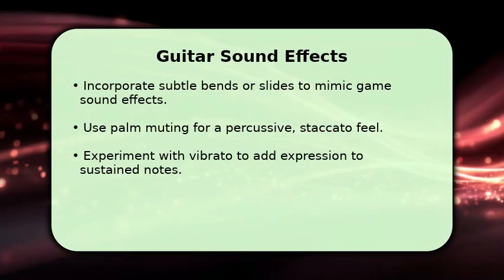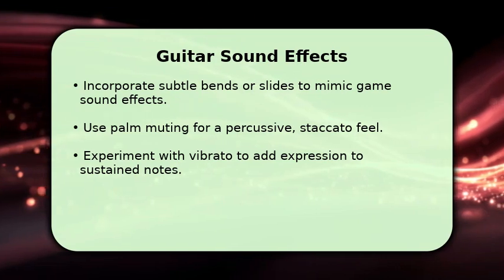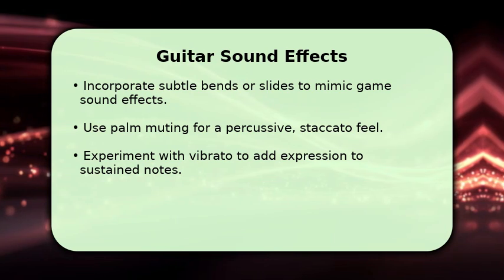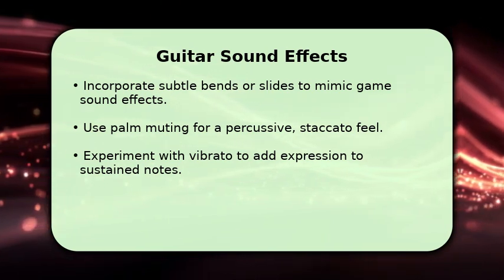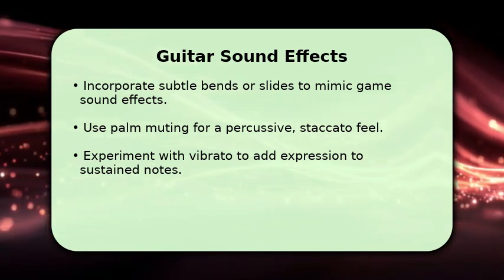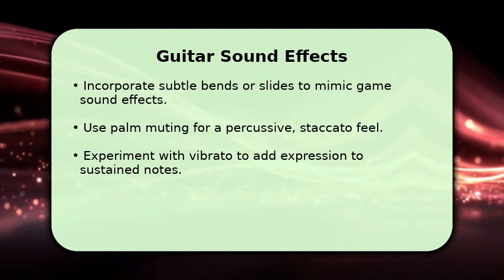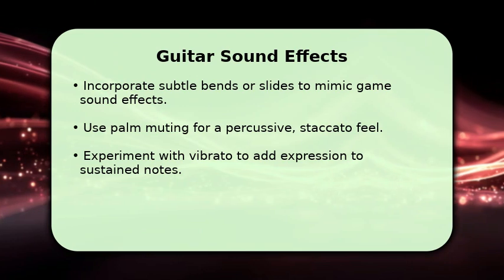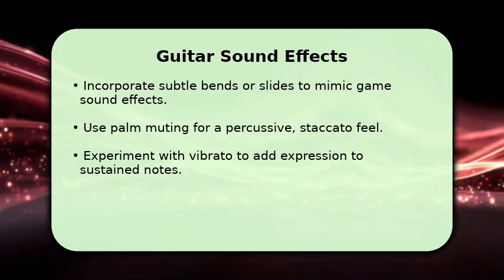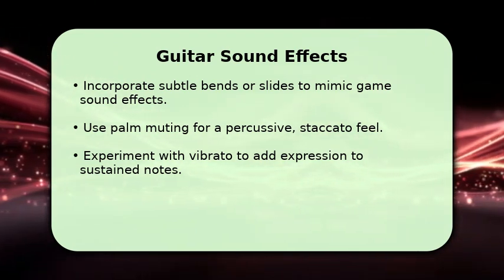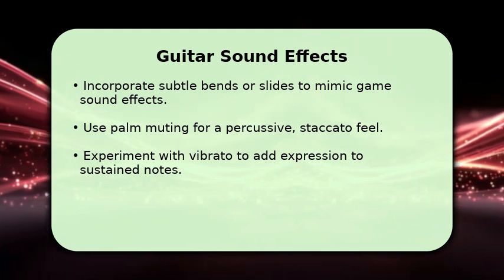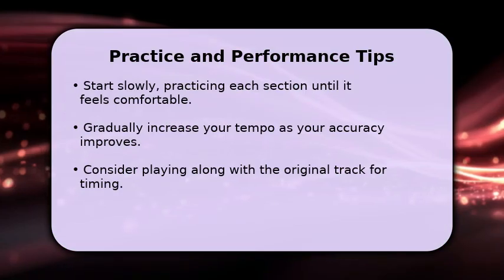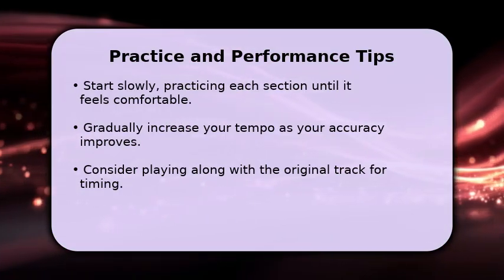To truly capture the Among Us vibe, let's explore some guitar techniques for sound effects. You can incorporate subtle bends or slides on certain notes to mimic the game's quirky sound effects, like the emergency meeting chime. Using palm muting will give you a percussive, staccato feel, perfect for the rhythmic elements. Don't forget to experiment with vibrato on sustained notes to add a touch of expression and make your rendition more dynamic and engaging.